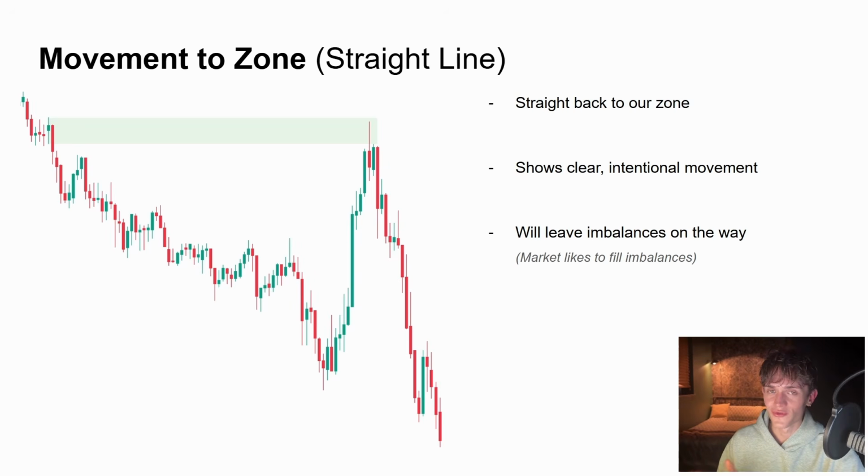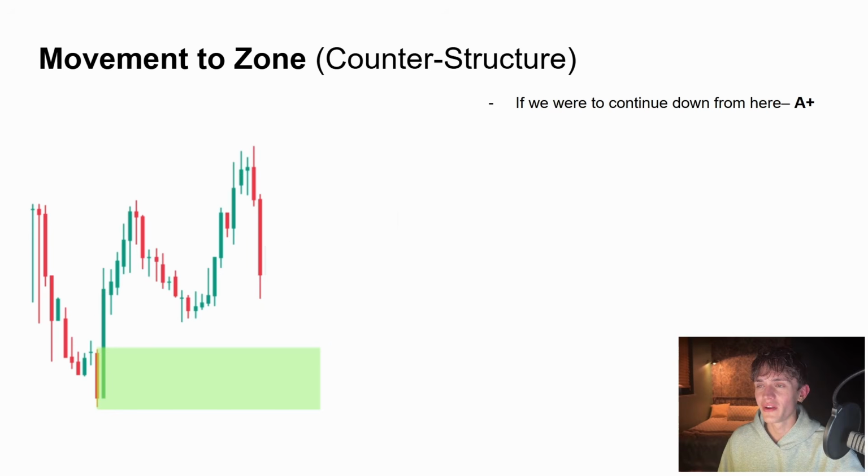So now we are just really starting to stack confluences. So that's going to be what we do like to see. What we don't like to see is counter structure. So in this screenshot right here, if we were to come back down to our zone, then that would be really, really clean and straight movement. So it has potential to be an A+ setup.